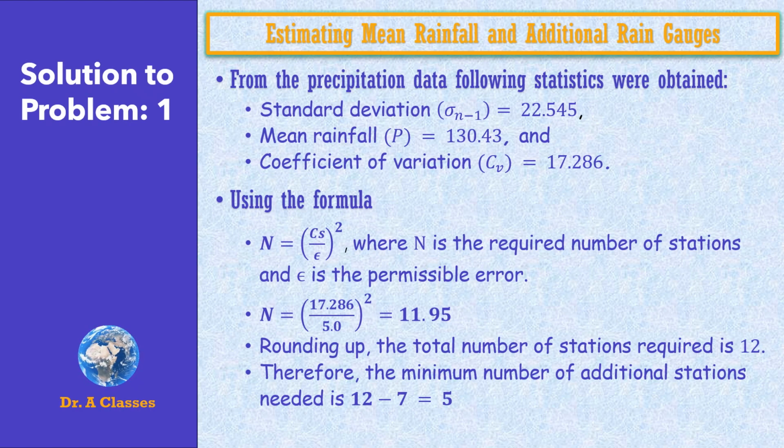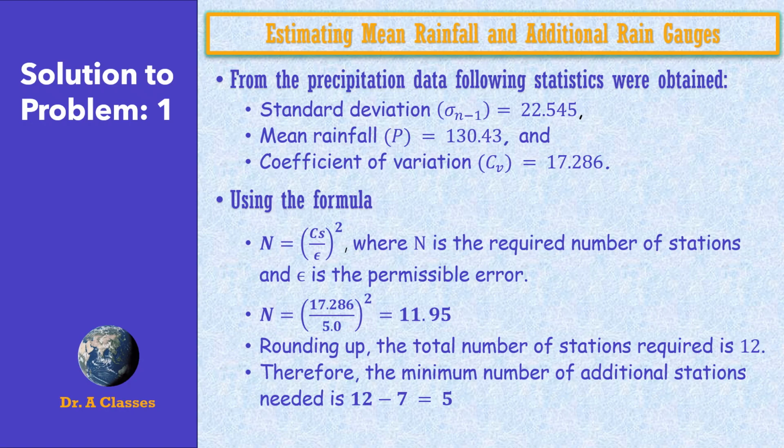Solution to the problem 1. From the precipitation data of a catchment having 7 rain gauge stations, the following statistics were obtained. Standard deviation equals 22.545, mean rainfall equals 130.43, and the coefficient of variation equals 17.286 using the given formula.